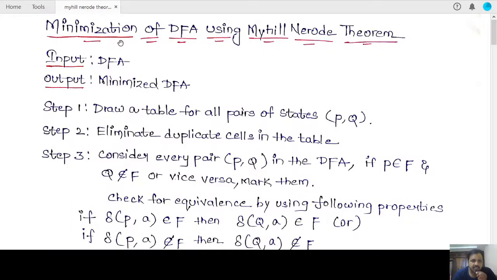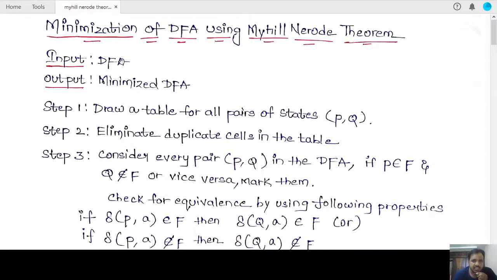In today's session, we will discuss the minimization of DFA using the Myhill-Nerode theorem. This is a question which was asked in the previous question paper. As I told you, I will explain that concept in the next session, so I think this is the right time to discuss this theorem, the Myhill-Nerode theorem.